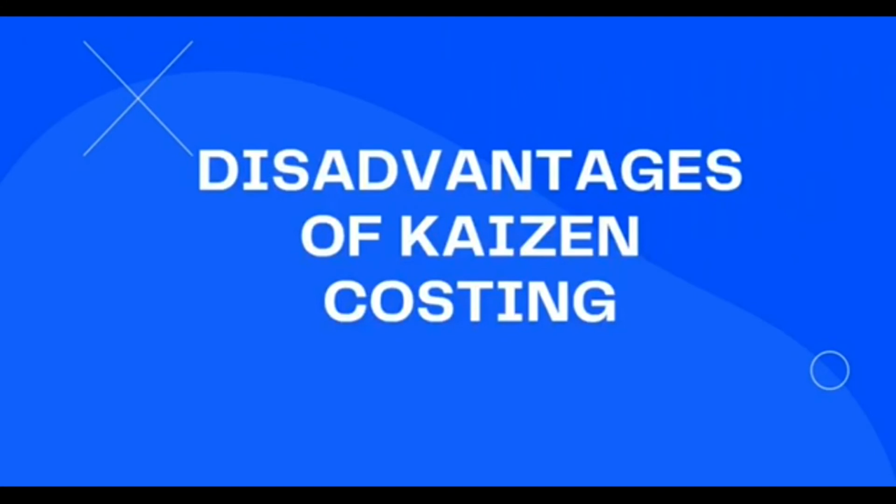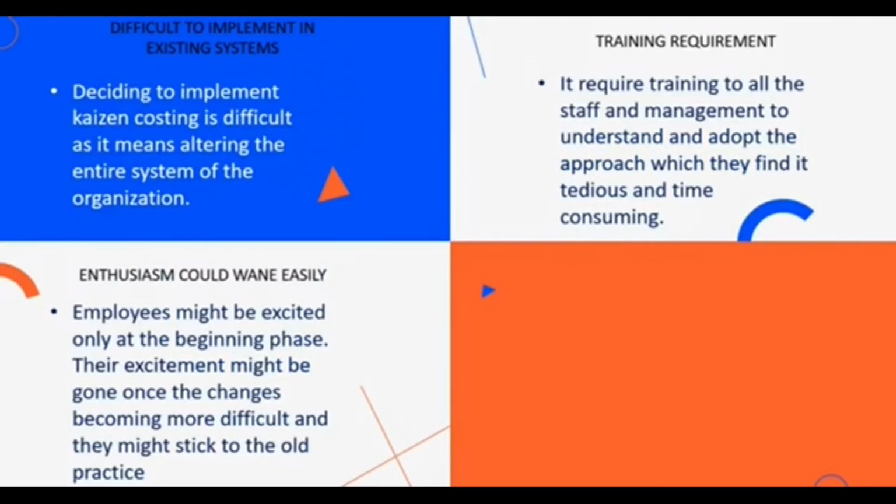Now we proceed to disadvantages of Kaizen costing. First one is difficult to implement in existing system. Despite the many benefits of Kaizen, there are some limitations business managers need to be aware of before deciding to implement it. This is because implementing Kaizen is tantamount to altering current management system. As soon as Kaizen is implemented in an organization, it is very difficult to return to all management systems. Hence, Kaizen might be easier to implement in business without already established management system.